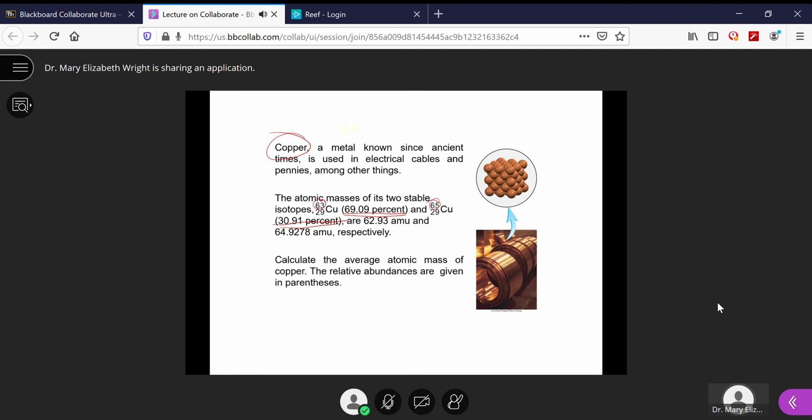So this is the kind of thing where it's probably a good idea to make a little table. Copper 63, 69.09%, just so we don't get messed up when we're trying to do a calculation, right? Copper 65, on the other hand, 30.91%, and 64.9278 AMU.